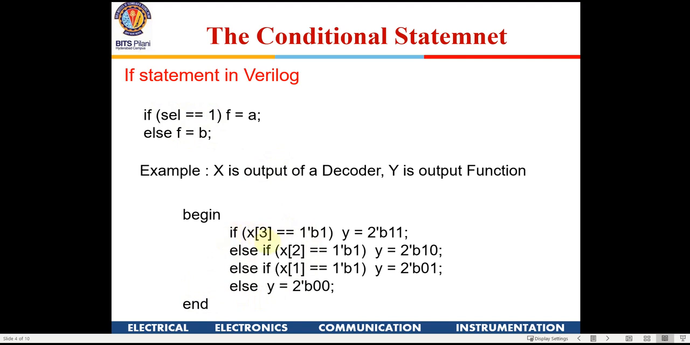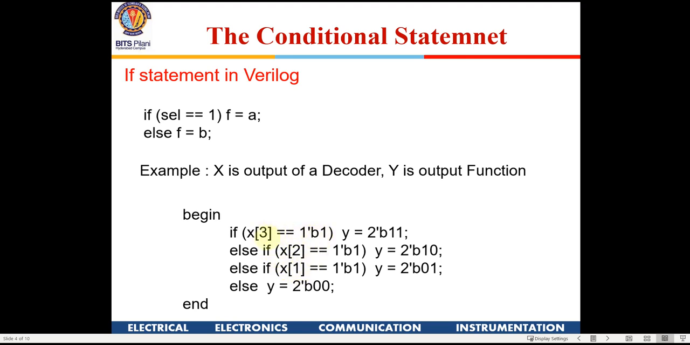I have given one more example. If you have multiple conditions, we can use else if. Now we are assuming X is an output of a decoder. We have not designed a decoder here; I'm just explaining the functioning of if else. X is an output of a decoder, and based on that you can make any arbitrary function, Y. Here if X is a 4-bit decoder output, the outputs are 4 bits.